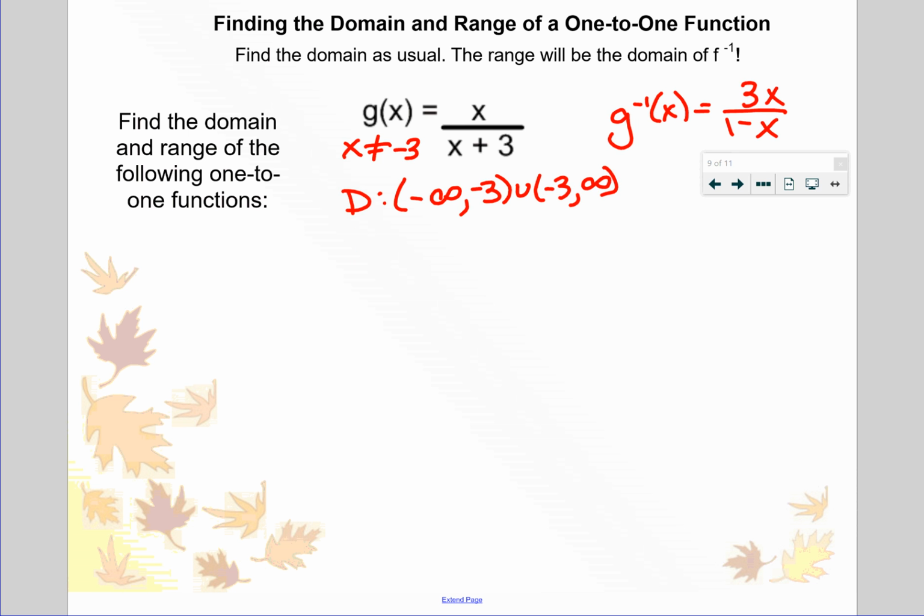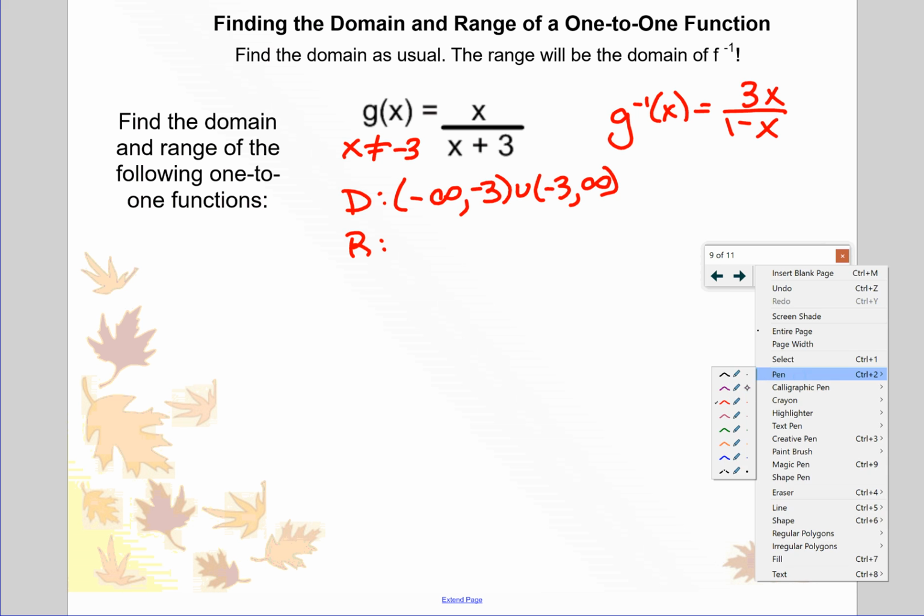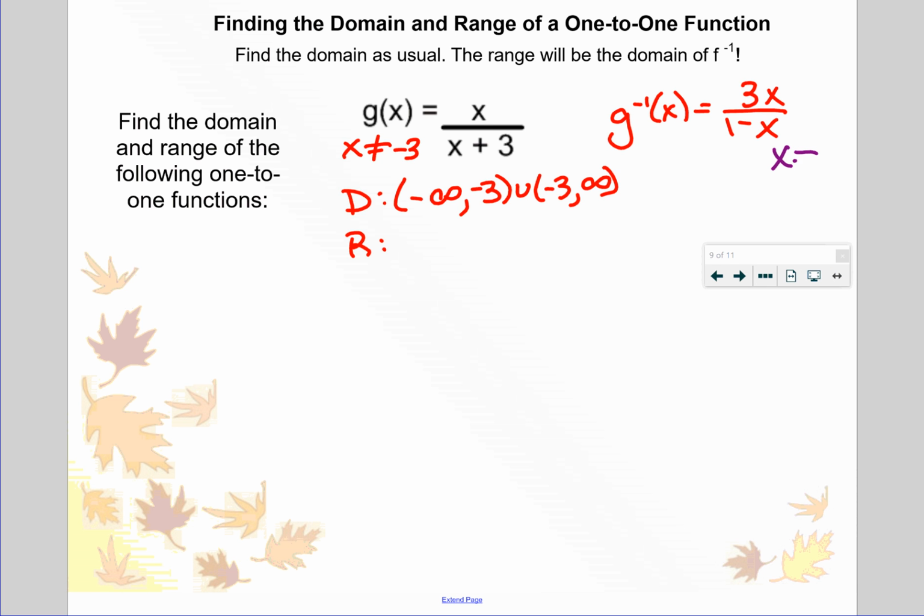The range is what causes a problem here because we don't know what's going to come out. It's easier to see what's going to be plugged in. So we use the inverse to help us. What number can x not equal in that inverse? X cannot equal 1. If you set that denominator equal to 0, that is the range of the original equation. Everything except 1. So negative infinity to 1, 1 to infinity.